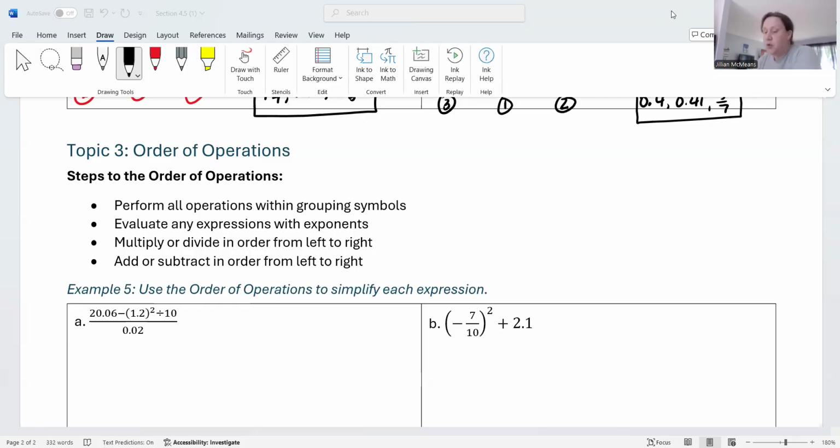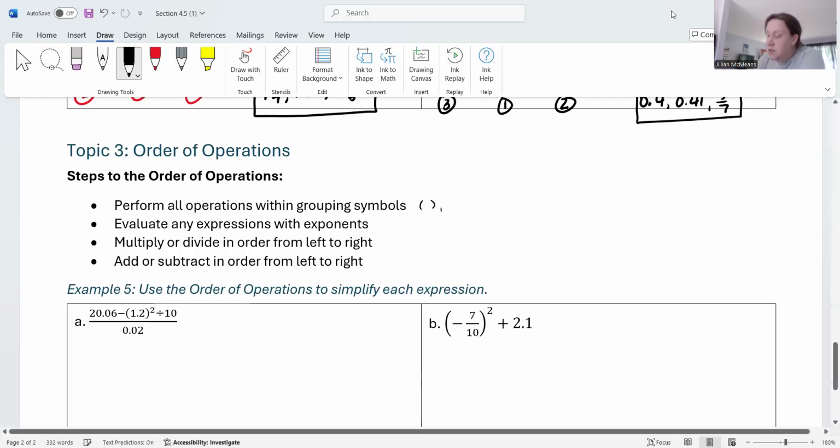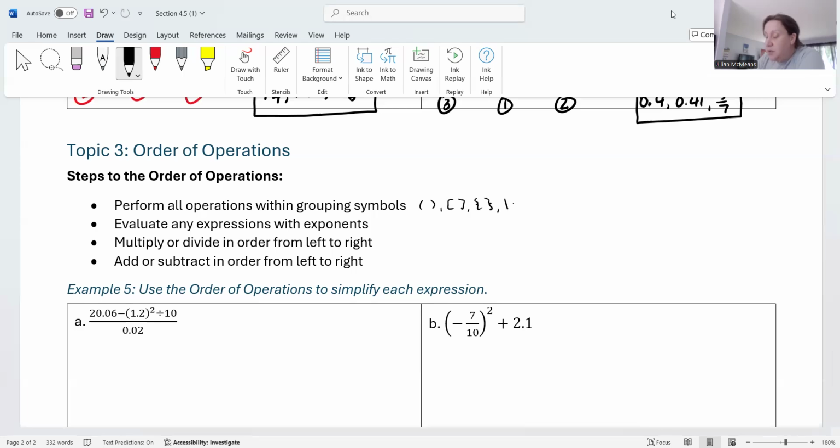Okay, so remember the steps to the order of operations. First, perform all operations within grouping symbols. Grouping symbols are parentheses, brackets and braces. You could also have absolute value bars, and you could have a square root symbol. If there's addition or subtraction under the square root symbol, you would do that first.